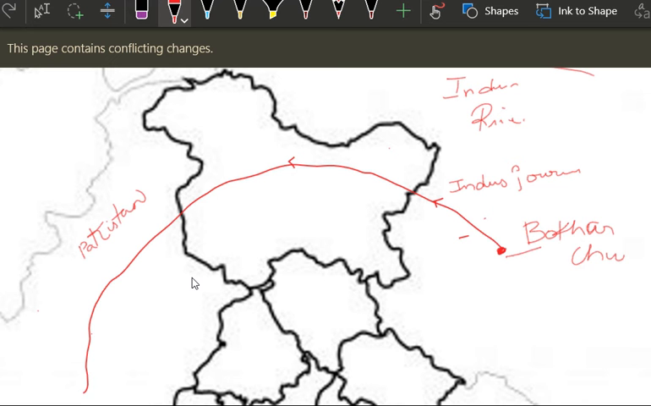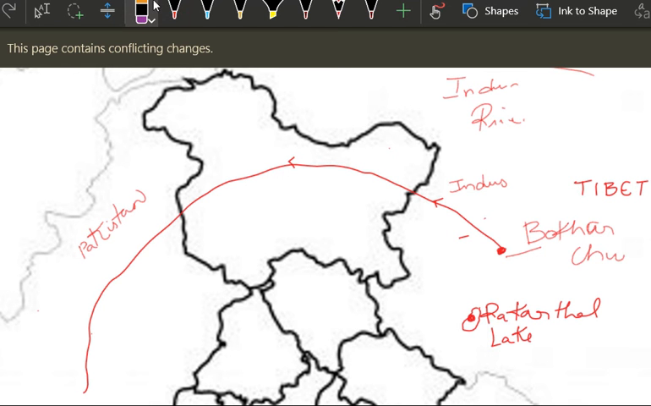Sutlej. Sutlej starts from here. That is Rakartal Lake. From this lake, it starts. Both are in Tibet. From there, Sutlej starts to enter India.